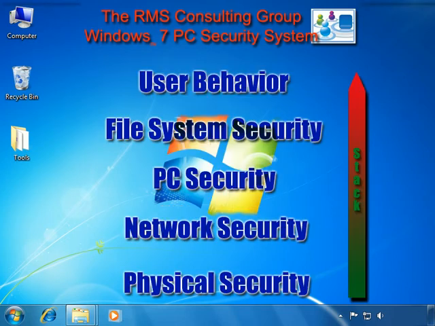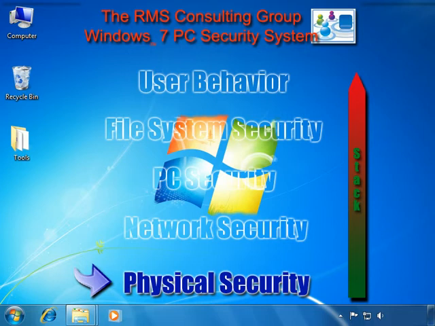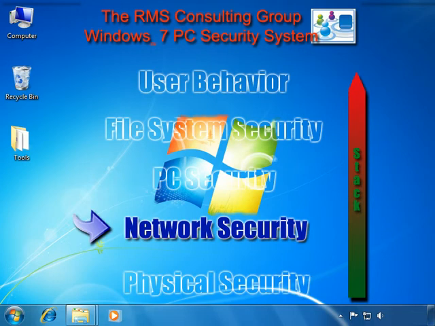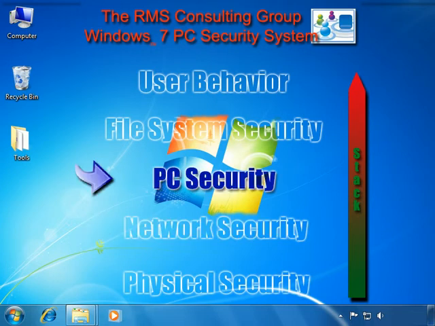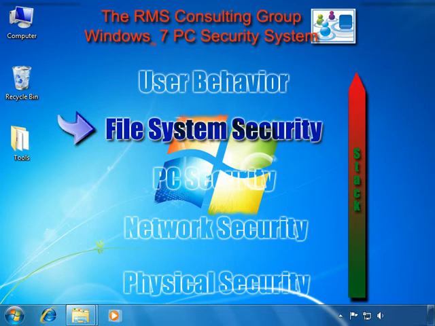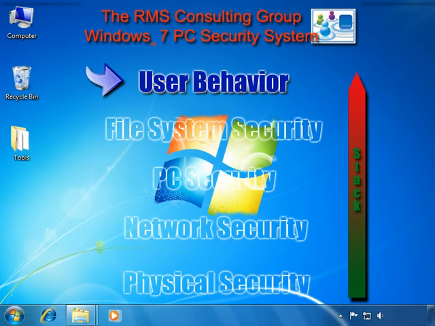Whenever considering security for your PC, you should address these five areas to ensure that you have all, quote, layers secured. Addressing only one or two of these layers will leave undesired gaps in your security plan. It would be like locking your front door at home while leaving the back sliding glass door wide open. The five levels we're concerned with that we'll cover in this series are physical security, network security, PC security, file system security, and finally user behavior.